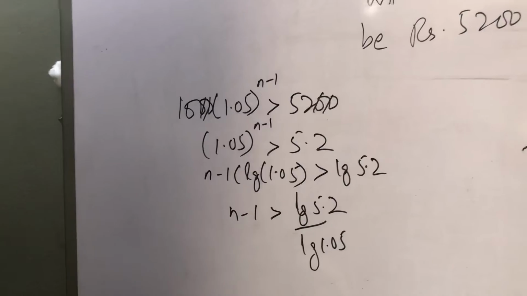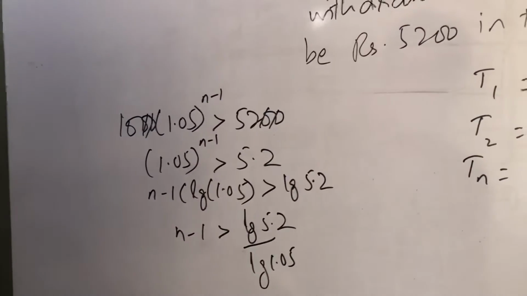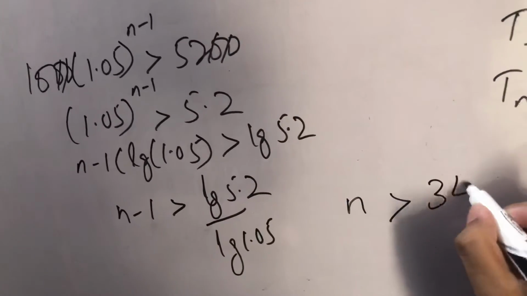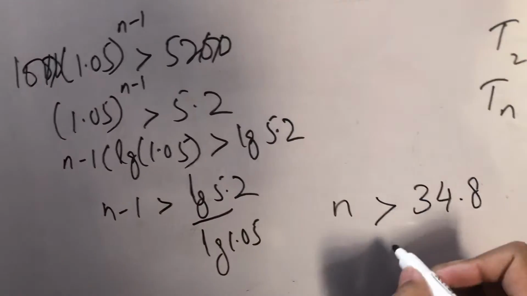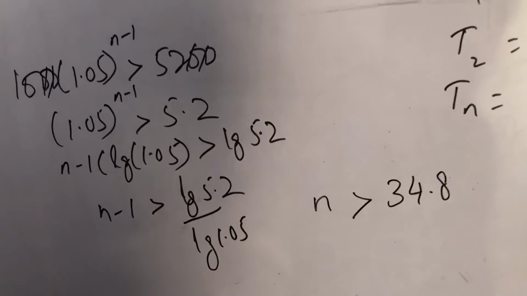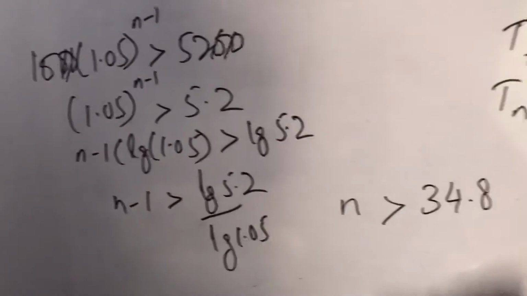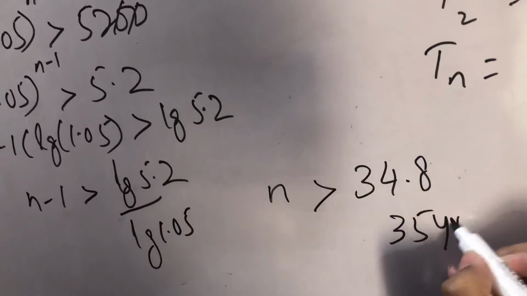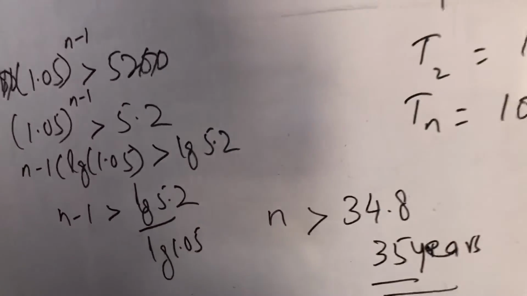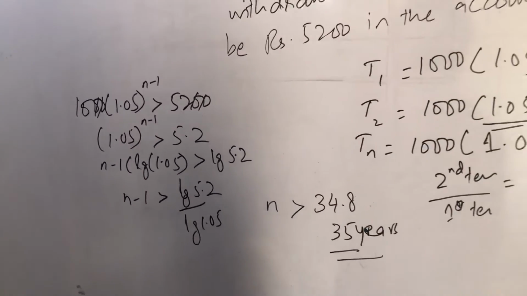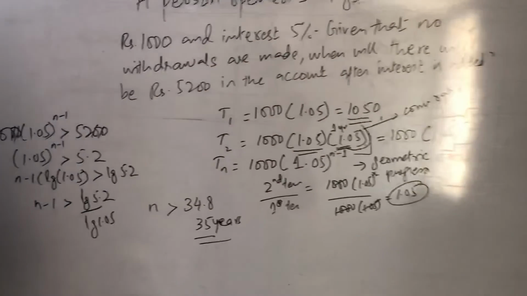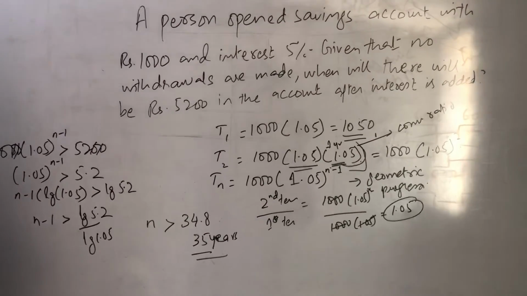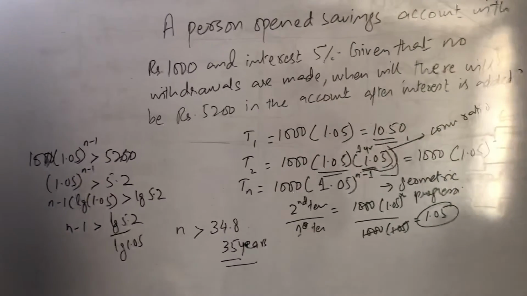After taking the logs, we are getting a final value, that is n is greater than 34.8. It means what? It means that at the end of the 35th year, after 35 years, the value would be greater than 5200. I hope that you guys have understood this question. This is a very tricky question, that's why we have done it like this. This is the end of this session.